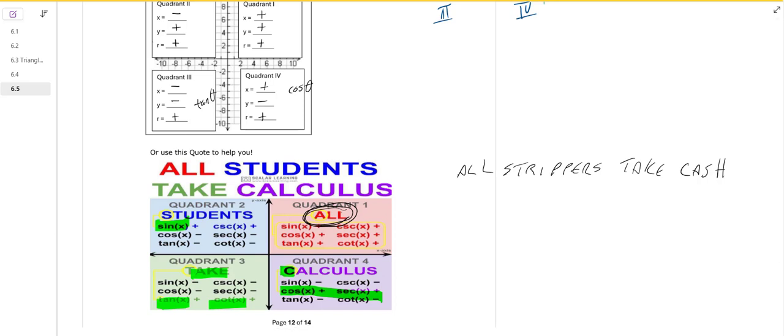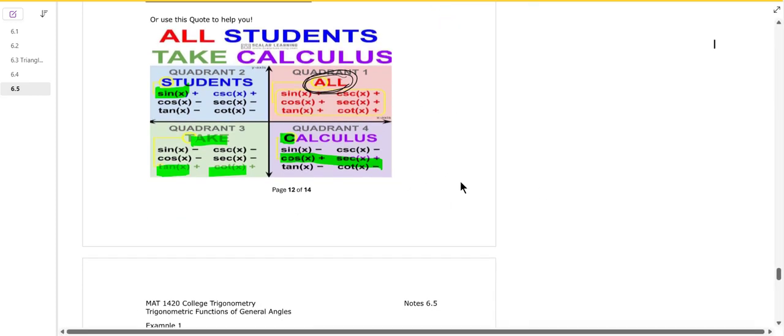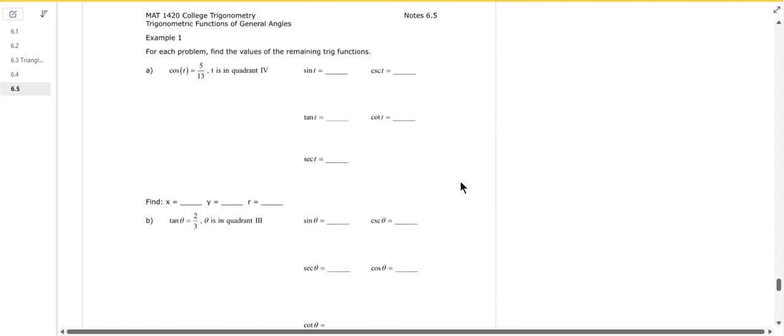I've always seen that all students take calculus. If you want to come up with something yourself and you come up with something funny, let me know. All right, next page, we're going to utilize some of this information.